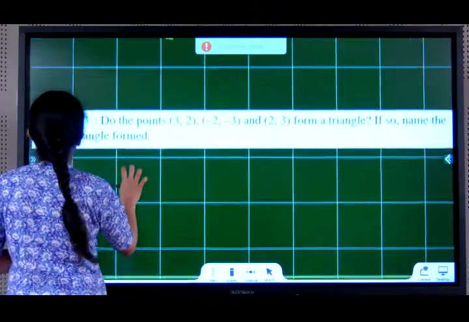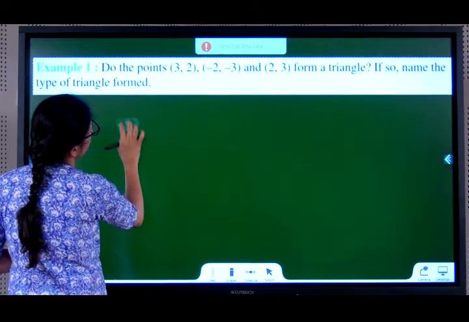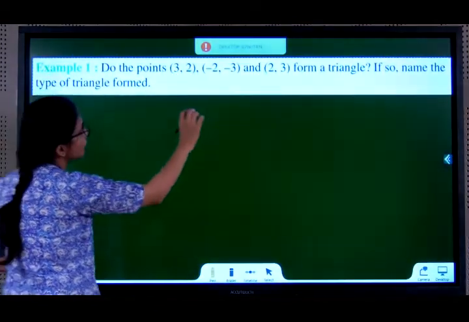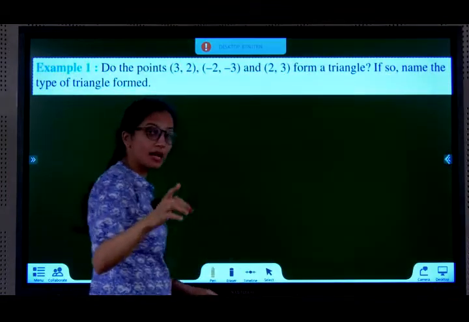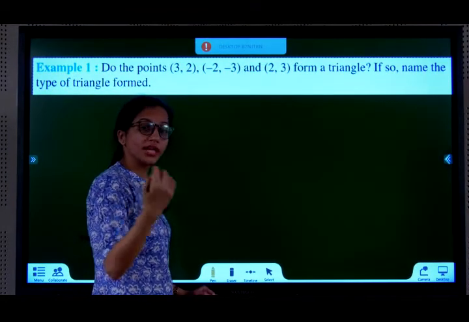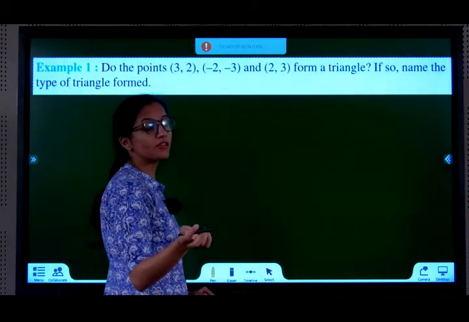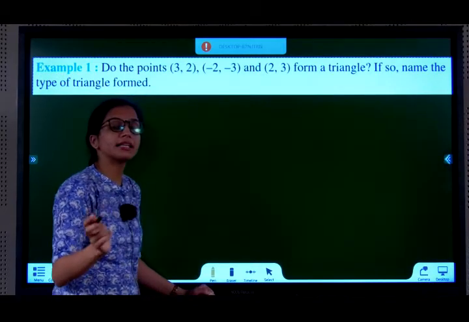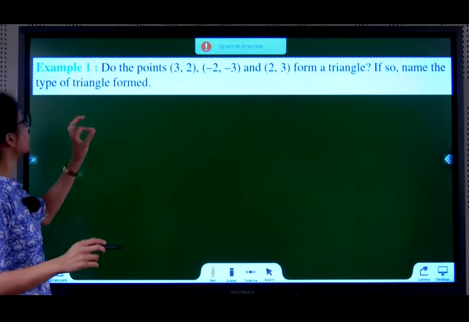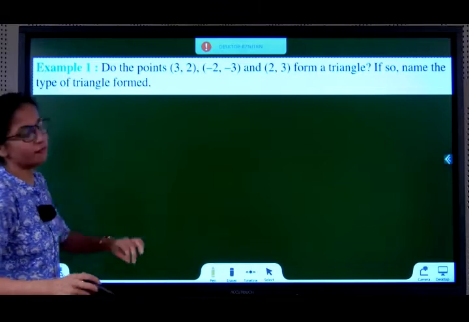Now, in this question here, they have asked, do the points form a triangle? They are asking you whether it forms a triangle. So, you have to check whether it forms a triangle. How will you check if it forms a triangle? If sum of two sides are greater than the third side. If so, name the type of triangle formed.